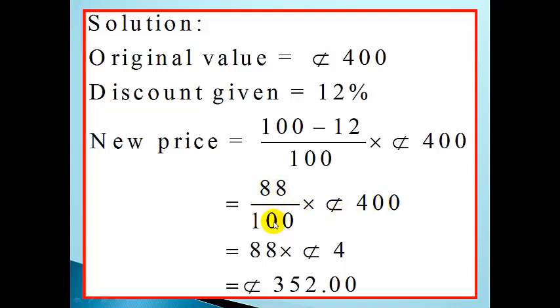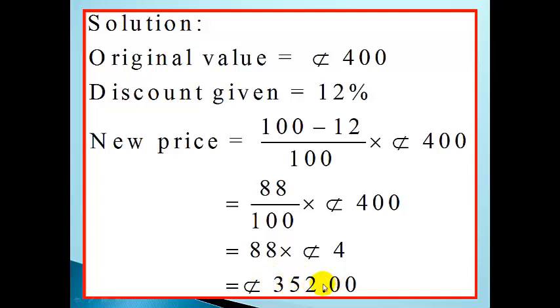Now 88 divided by 100 times 400. Take note that 100 goes into 400 four times. And so we multiply the 4 left by the 88. So we have 88 times 4 cedis, and that is 352 cedis. So this is going to be the new price.